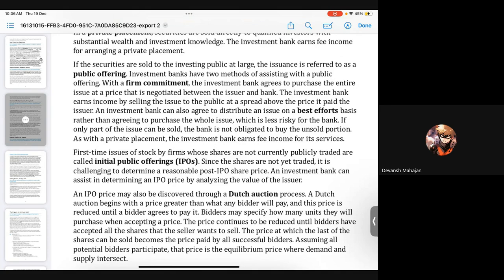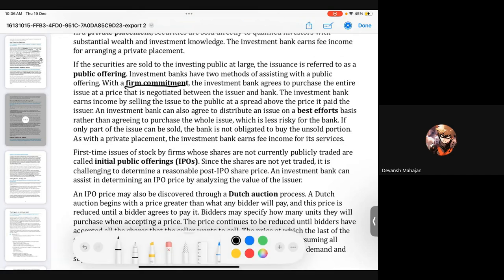अब the price, two methods जिससे decide होता है public offering. The first one is an FC or firm commitment, and the other one is BE or best efforts. When you watch the class, detail में I have explained both of these. Right now I'm just discussing the gist of it.